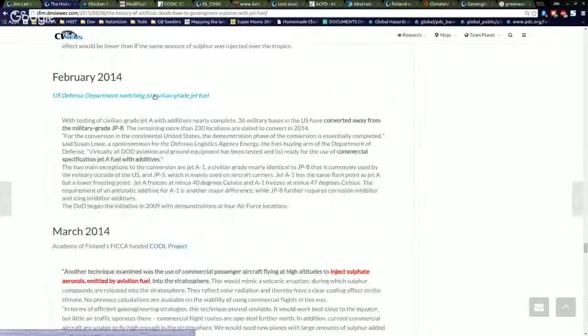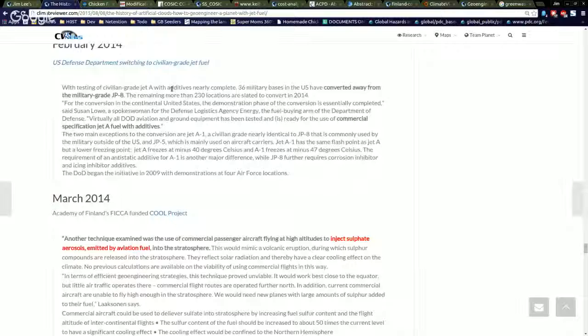U.S. Air Force Defense Department switching to civil grade aviation fuel. They had this thing called the single fuel concept. They screwed up the skies from 1988 to 1996 when they converted every single plane in the military to JP-8. JP-8 has a 10 times concentration of aluminum as JP-4 that they were using before. So all the aluminum in the sky probably has a lot to do with that, because JP-8 was loaded with aluminum. Anyway, now they're converting away from that.